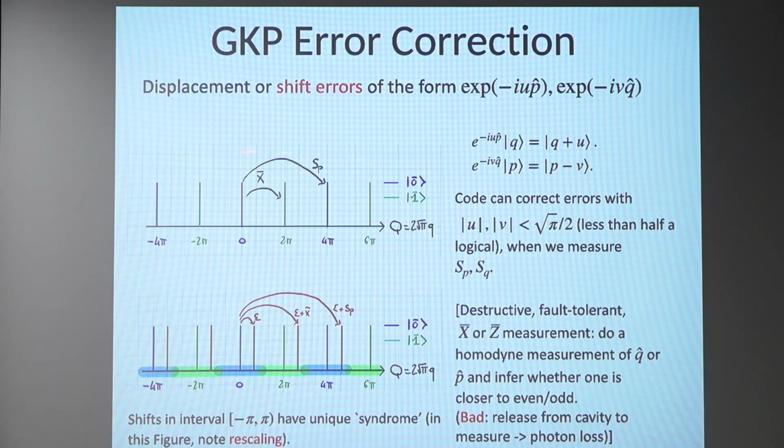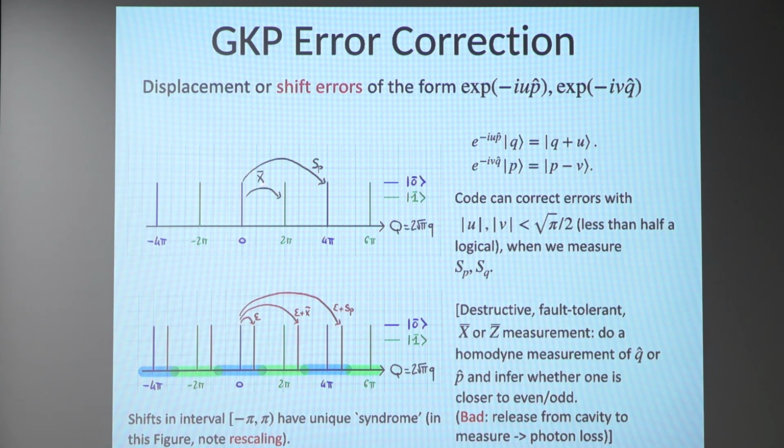Okay, so now here is a depiction of these delta peaks, where we rescaled Q by a factor of 2 square root of pi to make it simple. The blue peaks are everywhere where 0 has support, and the green peaks are where 1 has support, the even and odd multiples. If I go by the stabilizer, the state is invariant, so I go from peak to peak, and that doesn't change anything. And the logical X is half of that displacement, so all the green peaks get moved over to the blue peaks.